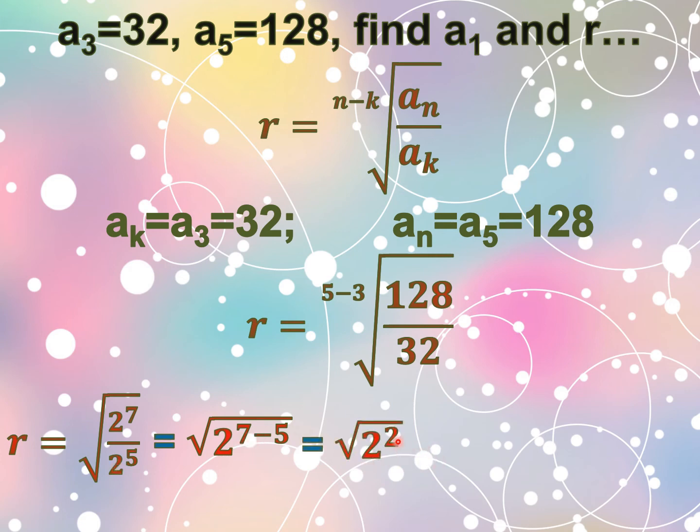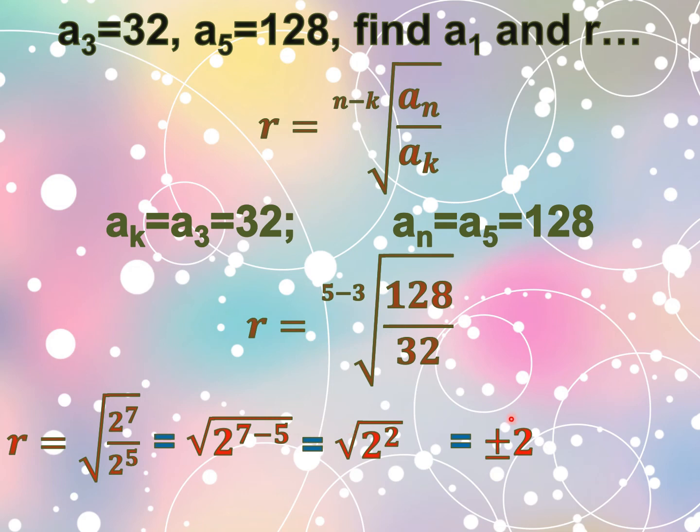So, 2 raised to 2, or what is the square root of 2 raised to 2? It's easy. You just cancel the square root and the exponent since they both have a value of 2. So, the final answer is 2. But it is not just 2. It should be positive or negative 2, because our index is even.